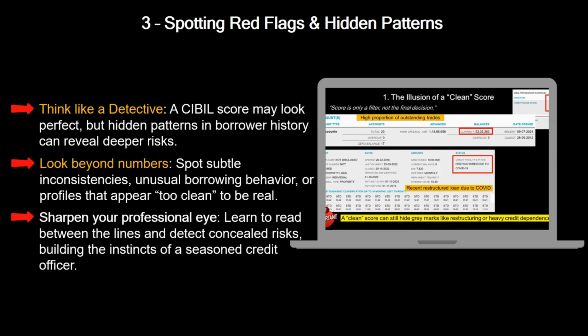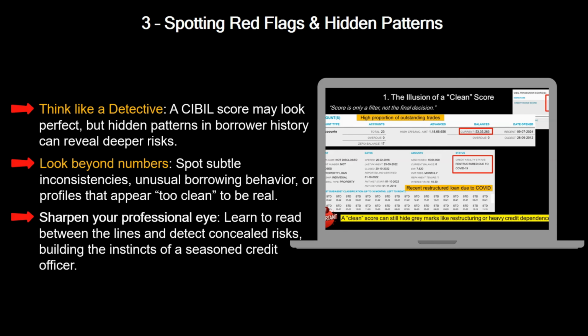Think of it like reading between the lines. Where other credit professionals will see the numbers, you will begin to see the story, whether it's a caution, confidence, or concealed risk. By the end of this session, you will have the sharp eyes of a seasoned credit professional who is able to catch hidden dangers even when the surface looks absolutely safe.